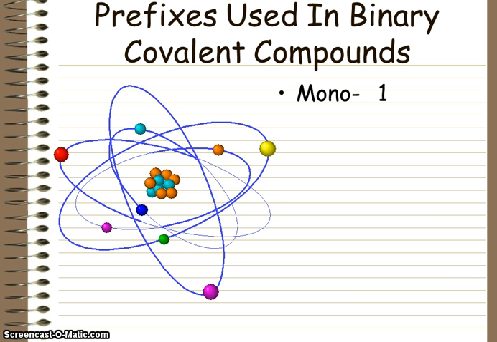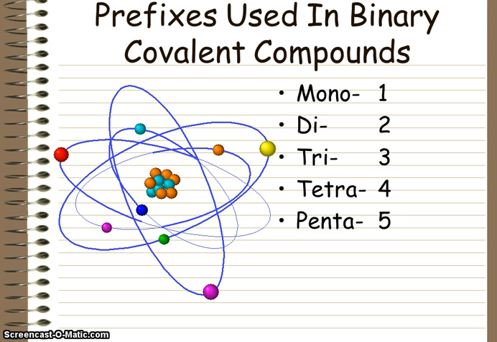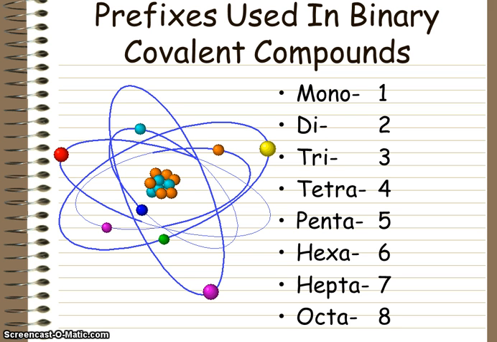Mono is the prefix for 1. Di is a prefix for 2. Tri is 3. Tetra is 4, kind of like the game Tetris you play on your cell phones has 4 little squares in it. Penta is the prefix for 5, like the pentagon has 5 sides. Hexa is 6. Hepta is 7. And octa is 8. Now there are other prefixes as well for binary covalent compounds, but we won't be looking at ones that are typically larger than 8.